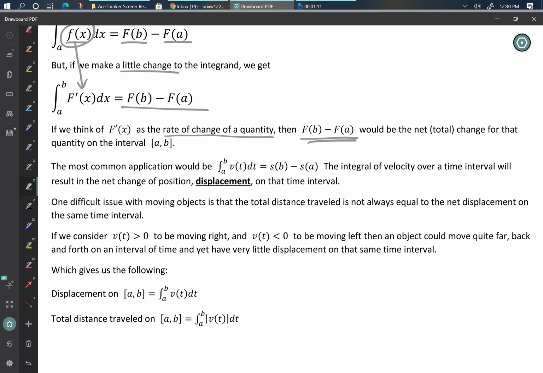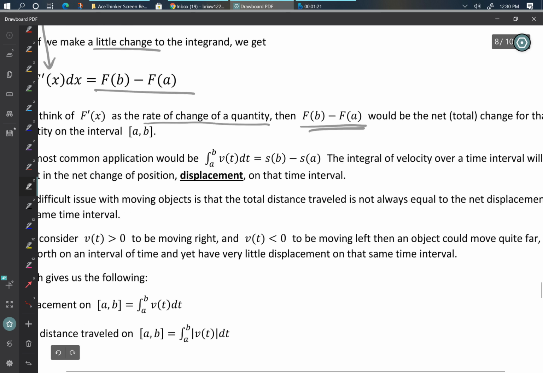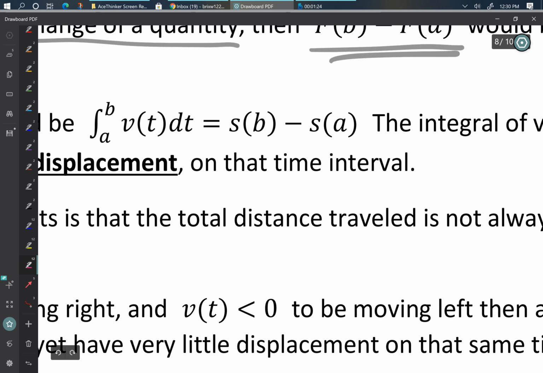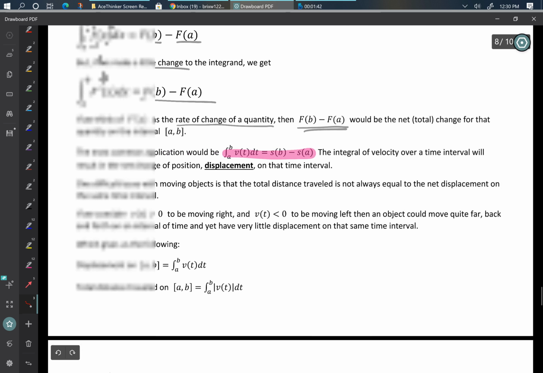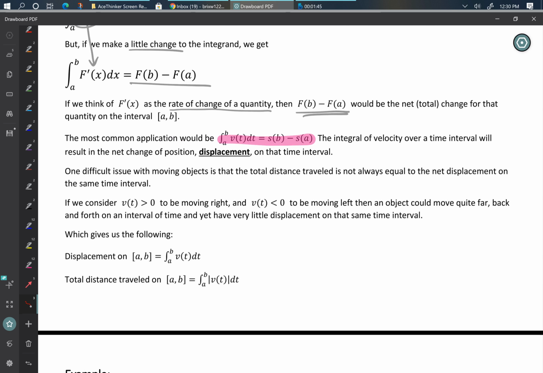Now, the most common application, the one you're going to see the most often, would be if f prime represented velocity. Then when you integrate velocity, you get position. And so the integral of velocity gives you position at the ending time minus position at the beginning time, and that is going to give you how far you displaced that object on that given time interval.